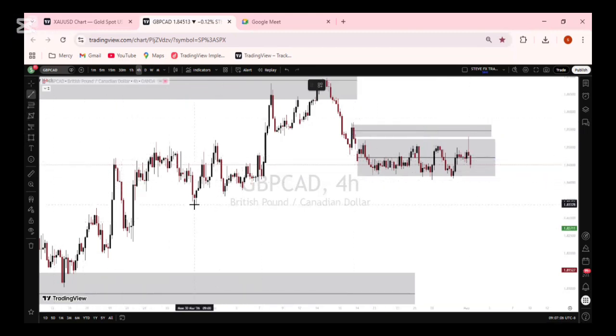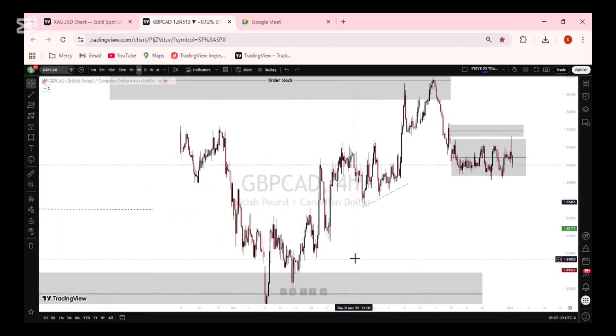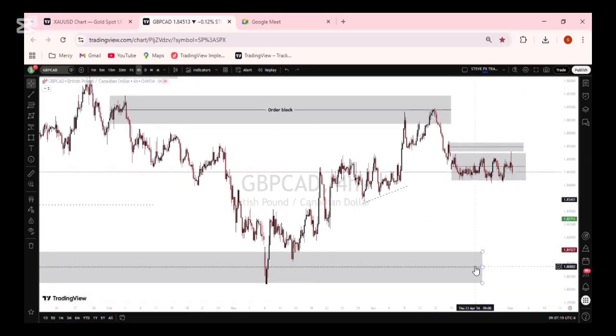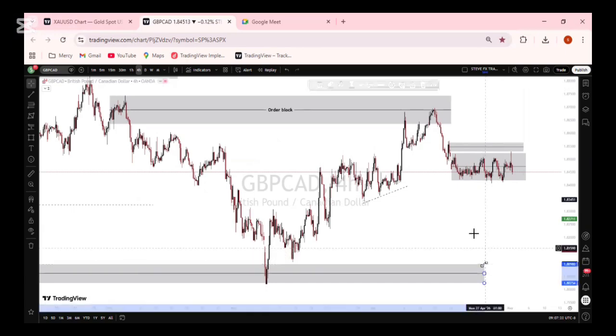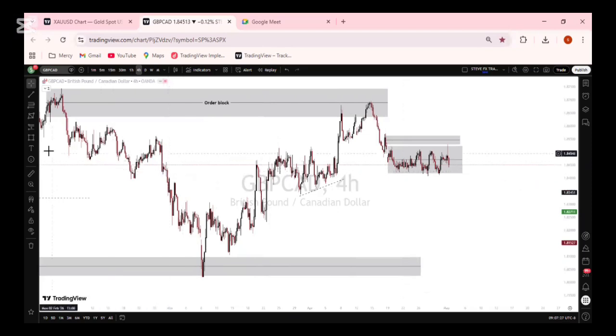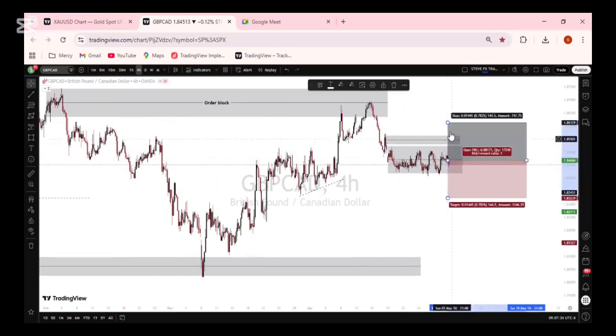We are having a lot of liquidity below, a lot of liquidity around this particular area. So on GBPCAD, we can expect the market to come down all the way from this particular zone to the zone over here, or this zone can become your entry.